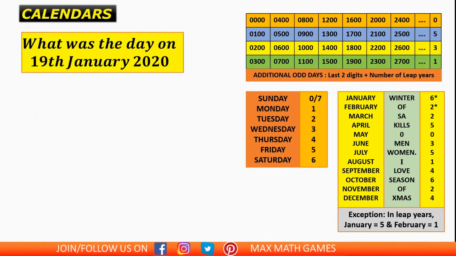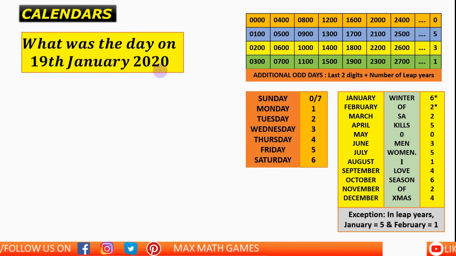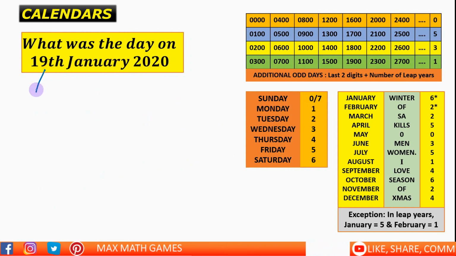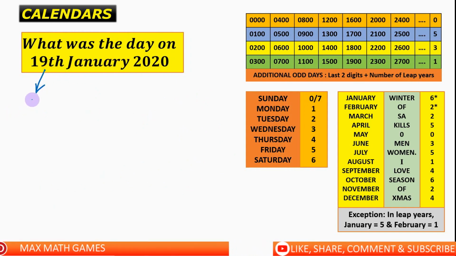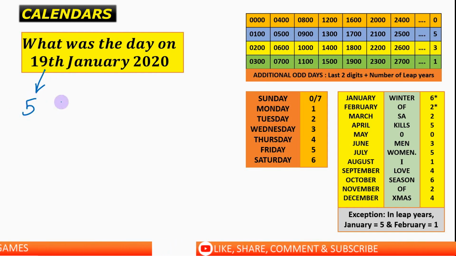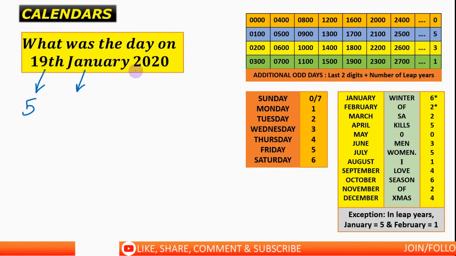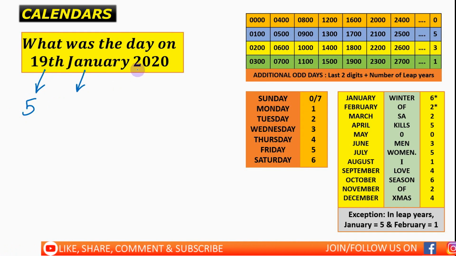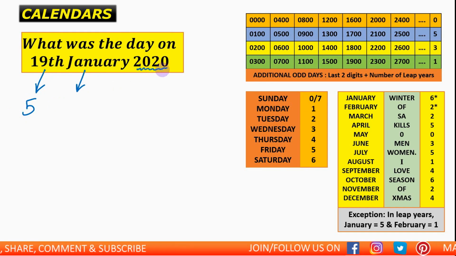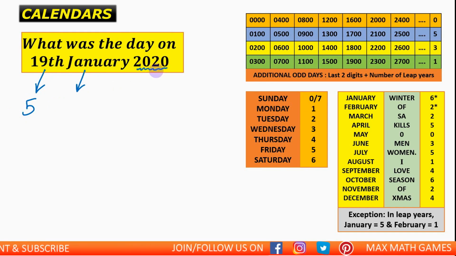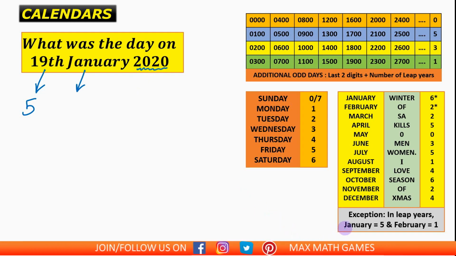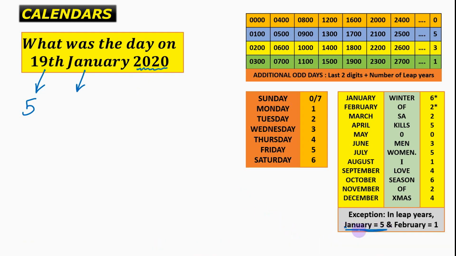What was the day on 19th January 2020? Now when 19 is divided by 7, it leaves a remainder of 5. For January, we have to check if the year in the question is a leap year or not. And 2020 is a leap year, and hence for January we will use the digit 5. So January will contain 5 odd days.